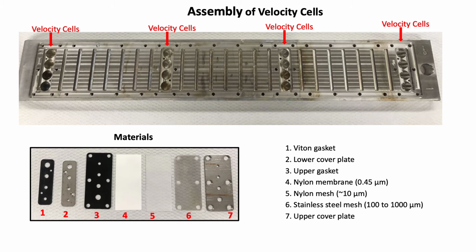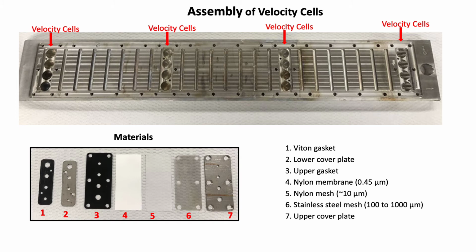gasket and a stainless steel lower cover plate. This cover plate basically allows the size of the opening to be regulated. Then there is a larger gasket that goes over the stainless steel plate, the nylon membrane, a nylon mesh, a stainless steel mesh, and a stainless steel cover plate.